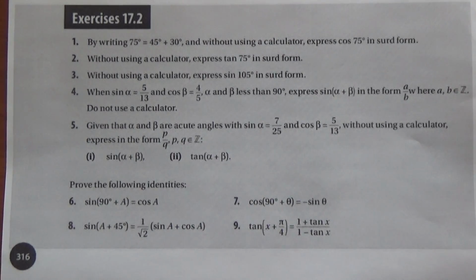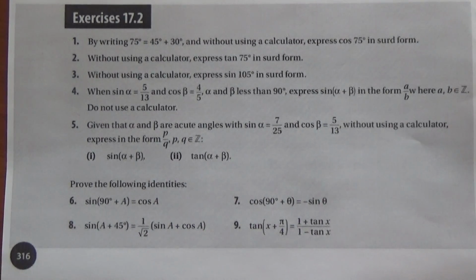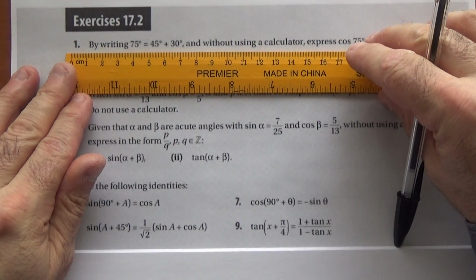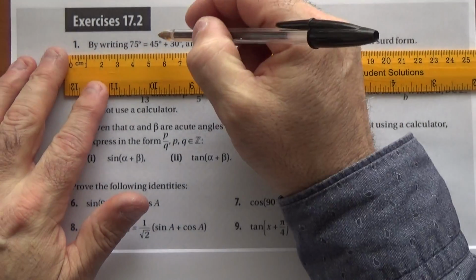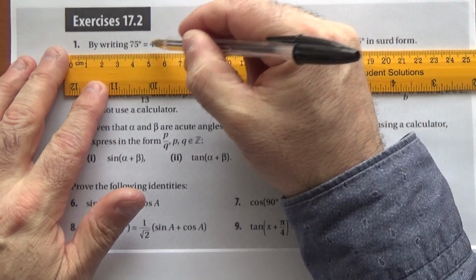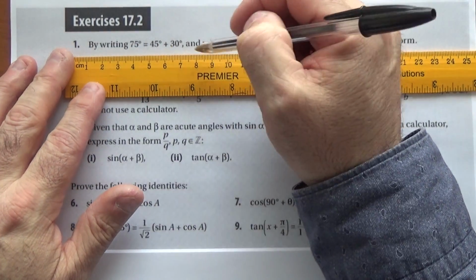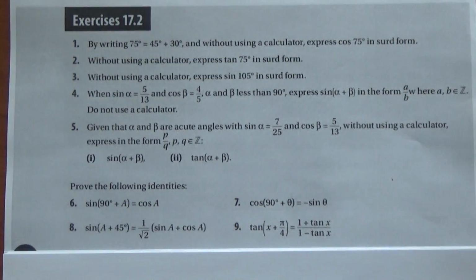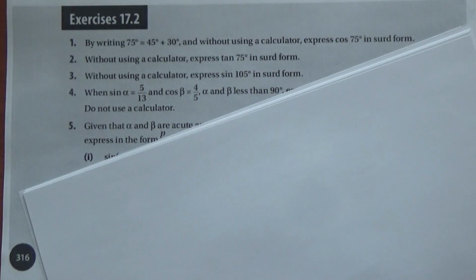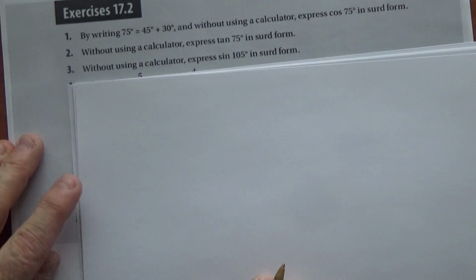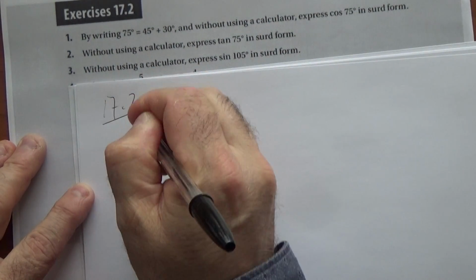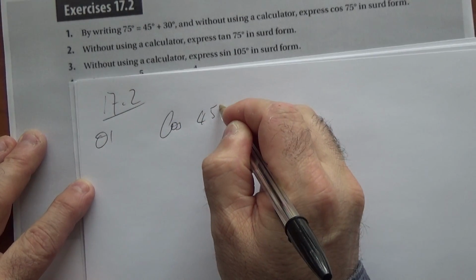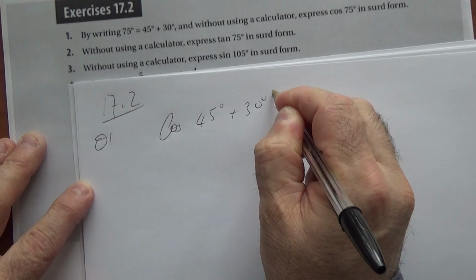Okay guys, this is your assignment on compound angles. Reading the first question: by writing 75 as a compound angle, a sum of two angles, and without using a calculator, find the cos of 75 degrees. A compound angle is a sum or a difference of angles. So that just boils down to saying it's the cos of 45 degrees plus 30 degrees.